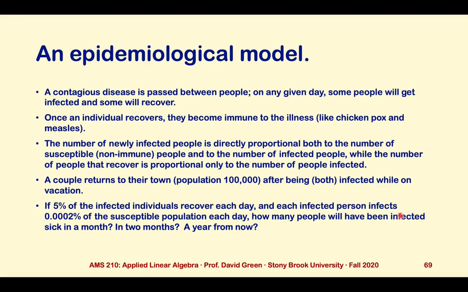Imagine that you have a contagious disease pass between people. On any given day, some people will get infected. Some people who were infected will recover. We're going to assume that for this particular disease we're dealing with, after someone recovers, they become immune, similar to chickenpox, similar to measles, hopefully similar to COVID-19, although we're unsure of that.